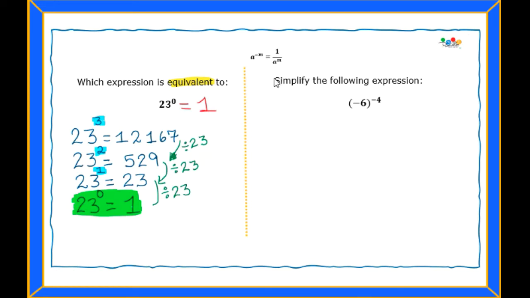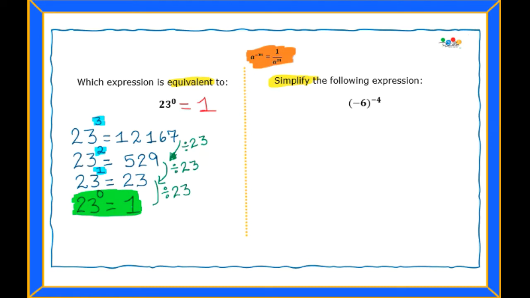So they want me to simplify the expression. The rule says that if I am using a negative exponent, I need to rewrite it as a fraction, and the exponent will turn into a positive.